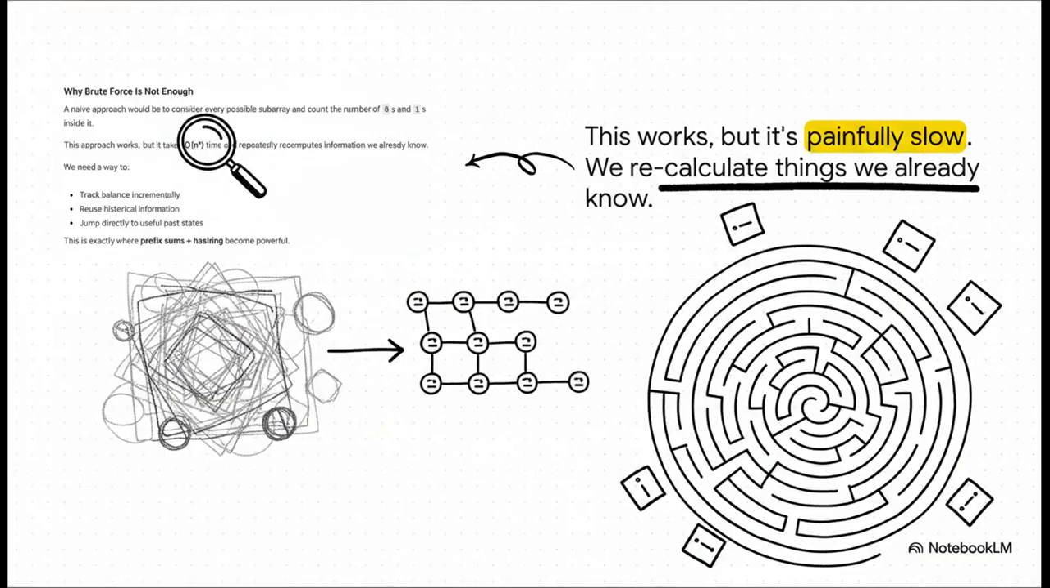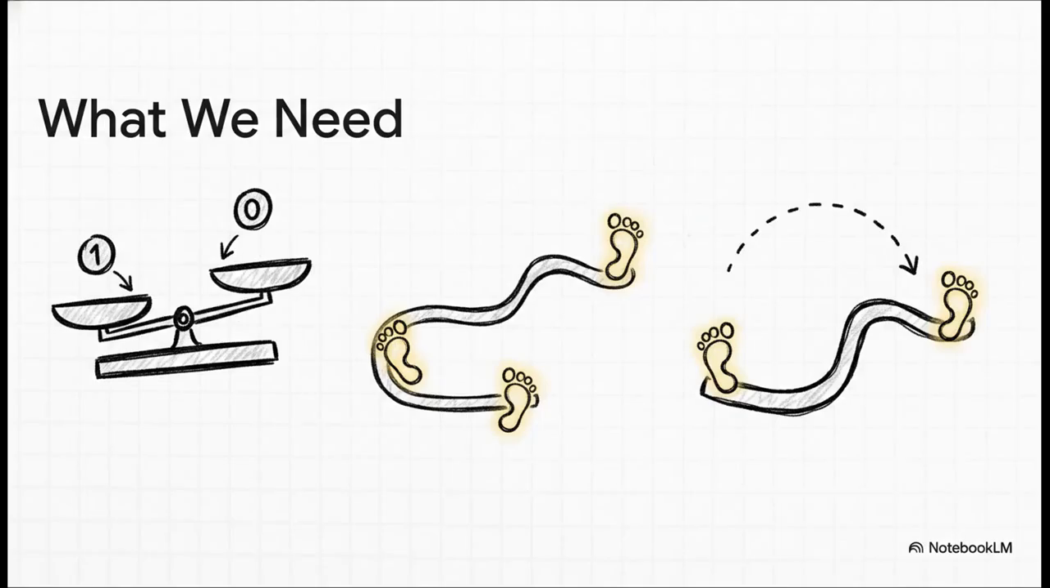The brute force method will get you the right answer, eventually, but it is just painfully slow. For every single place to start, you're checking every single place to end. That gives us something we call O of n squared complexity. We just end up recounting the same elements over and over and over again. It's just not smart. So what do we actually need? We need a way to be smarter, right? We need to track the balance as we go, reuse the information we've already figured out, and find a way to jump back to important moments in the past without rescanning everything.